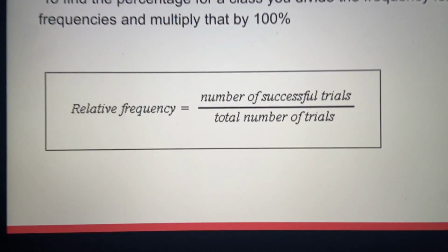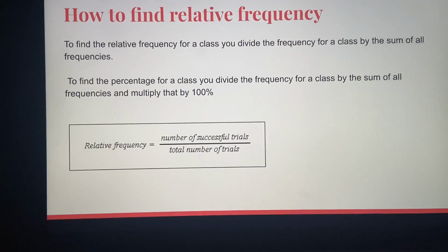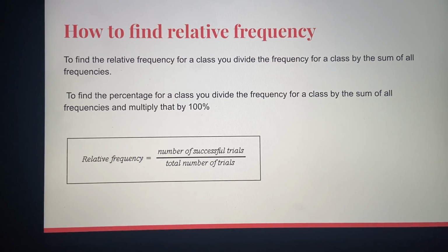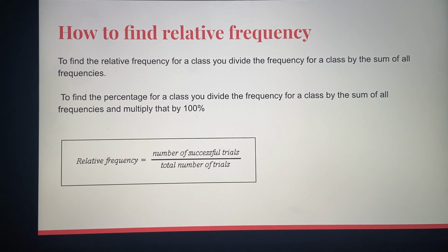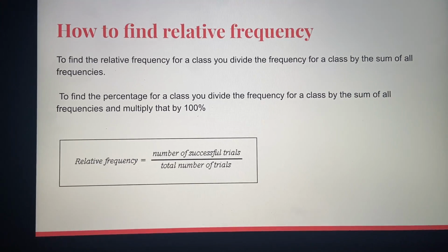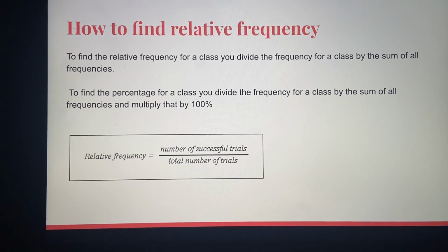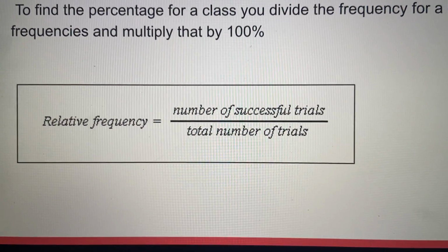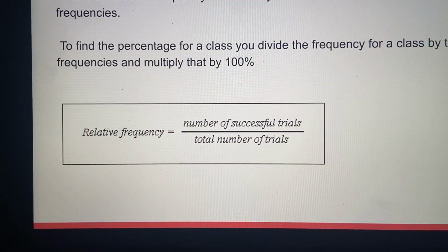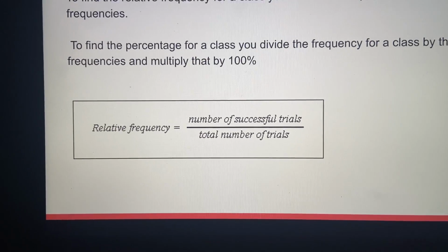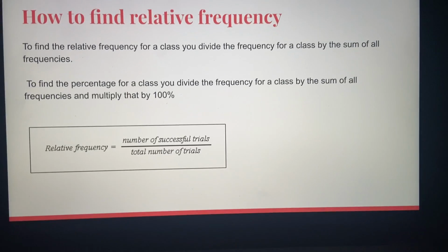Again, I'm going to show you guys a little equation. It's just worded a little bit differently, but don't worry, I'll explain it. In this equation, it says relative frequency is equal to the number of successful trials over the total number of trials. And again, that's just when you divide the frequency for a class by the sum of all frequencies. So the number of successful trials is the same thing as the frequency for a class, divided by the total number of trials, which is a different word for the sum of all frequencies. Okay, let's move on.